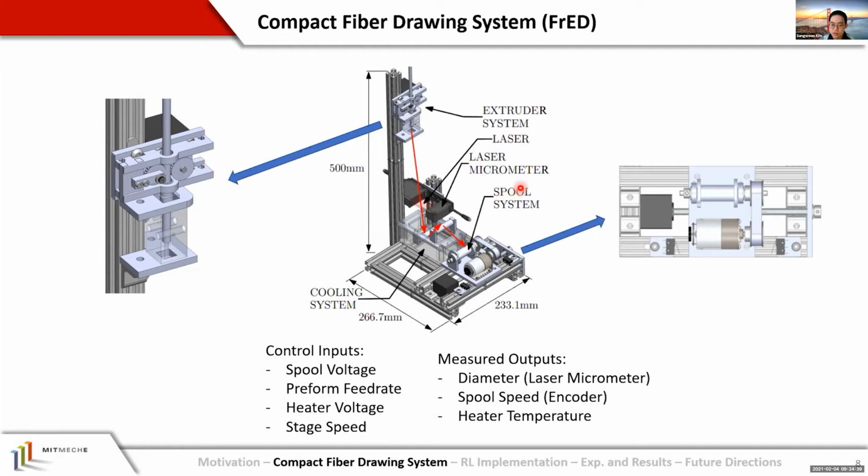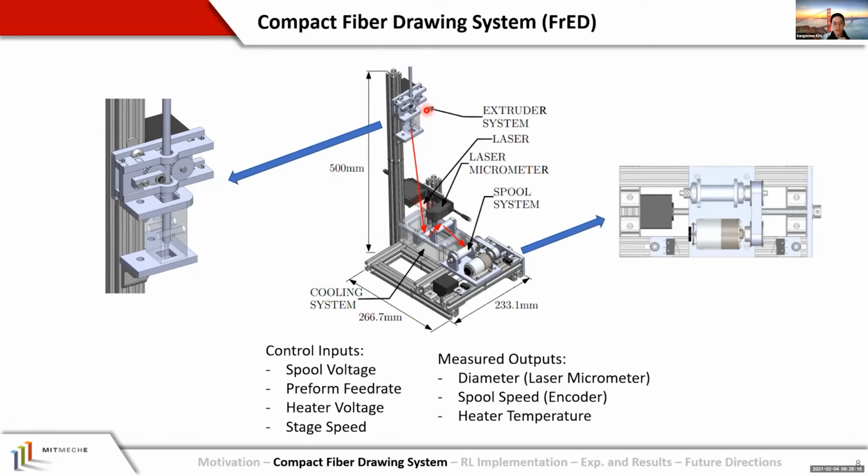As mentioned in the previous slide, we deployed our control method on this compact fiber drawing system. This device was developed by David Kim, one of our co-authors, throughout his PhD. A typical fiber drawing tower is several meters high. This compact system is a miniaturized version of those towers with only 50 centimeters height. And it has all the major components that a typical fiber drawing system has.